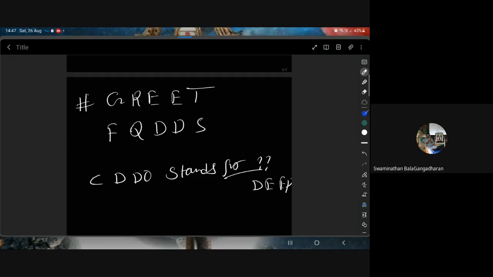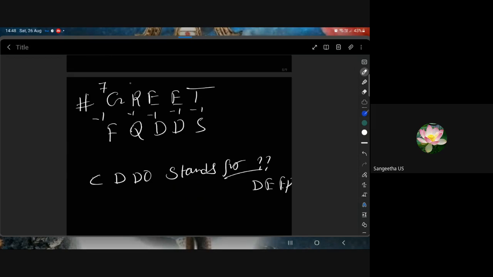What is the pattern here? What is the hint? One letter before. G to F, R to Q, E to D, T to S. Again minus one each time. If you now assign the code also, it will give you the same.